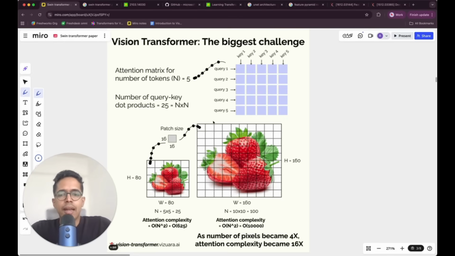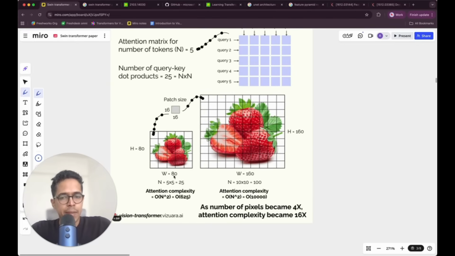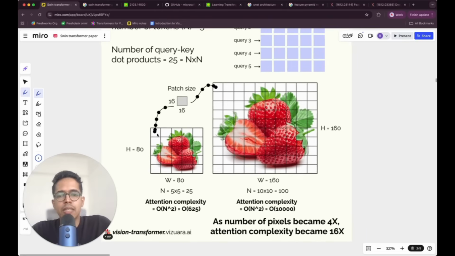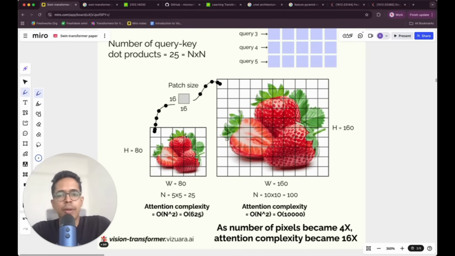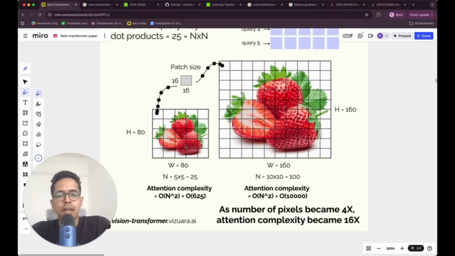Now let's say I have an image of 80 by 80 pixels, and let's say each patch is 16 by 16 in Vision Transformer. So total number of patches will be 5 by 5. So here there are total 25 patches, which means there are total 25 tokens. If there are 25 tokens, what is my attention complexity? It goes on the order of 25 square, because if I have 25 tokens, 25 keys are there, 25 queries are there. Between query key pairs, I have to construct attention. So 25 times 25, our attention complexity goes as 625, right?